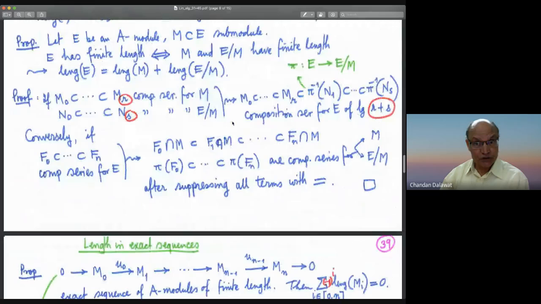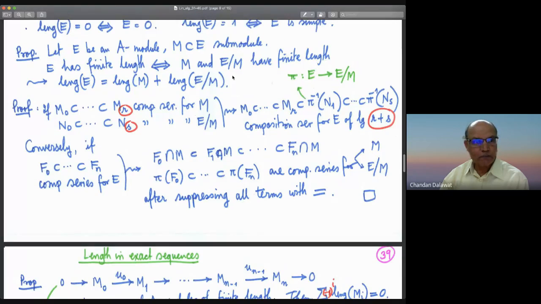Now here is a proposition. It says that if I have an A module E and a submodule M, then this E has finite length if and only if M and E modulo M both have finite length. And if such is the case, then the length of E is actually the sum of the length of M and the length of E modulo M.